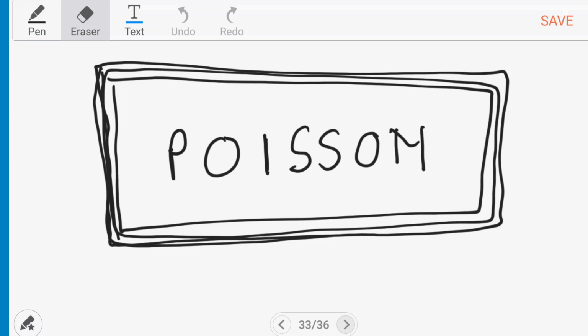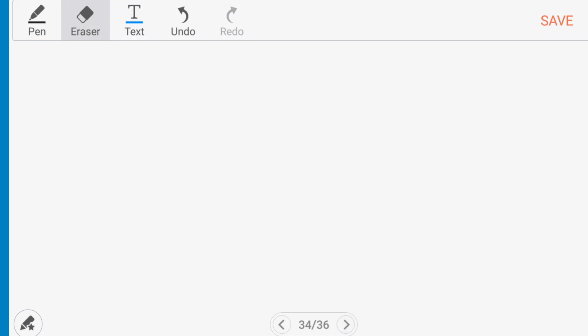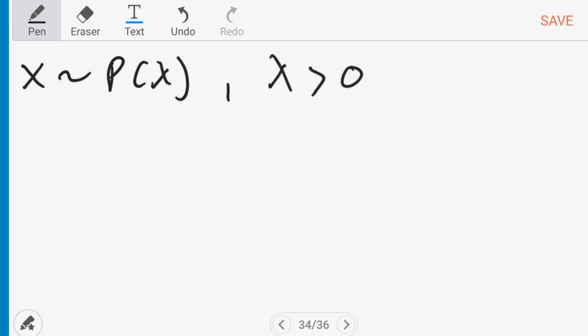Alright folks, so in this tutorial we are going to learn how to prove the legitimate condition of a Poisson distribution. Now a random variable x is said to follow a Poisson distribution with parameter lambda, where lambda is greater than 0. Okay, so take note of this. Lambda is always greater than 0.